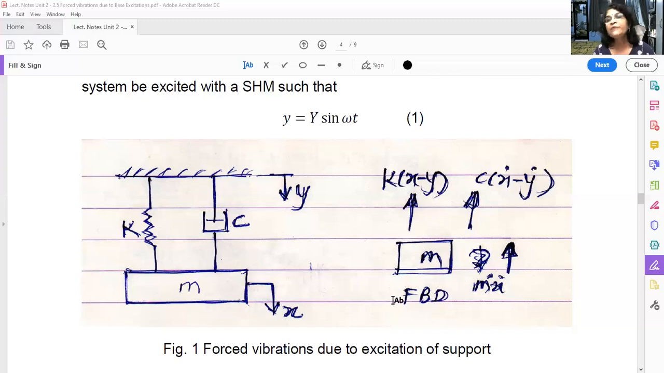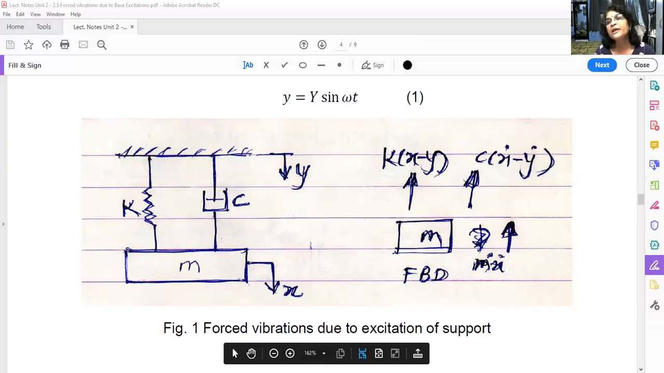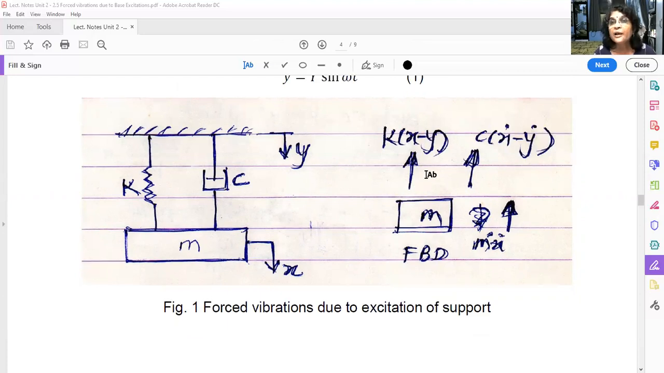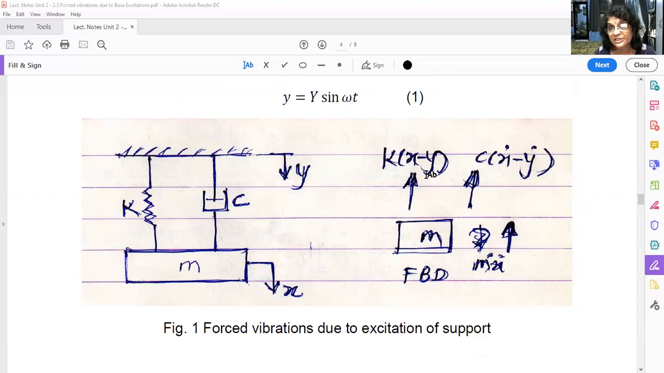Now if we draw the free body diagram, there are three forces acting. One is the spring force, another is the damping force, and the third one is the inertia force. Now see here, what is the relative displacement of this mass with respect to the support? Up till now your support was fixed in the first two cases, so the spring force was simply kx and the damping force was simply c into x dot.